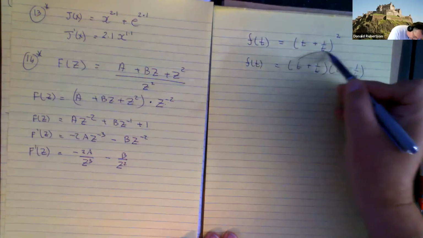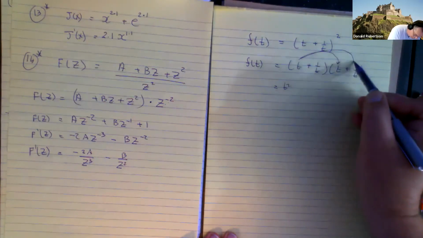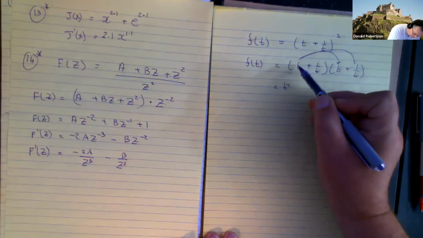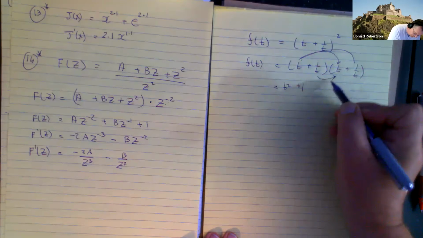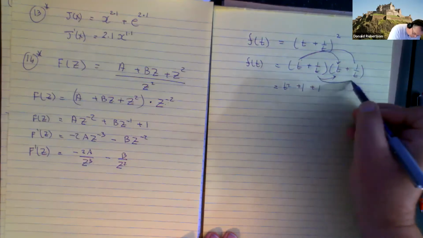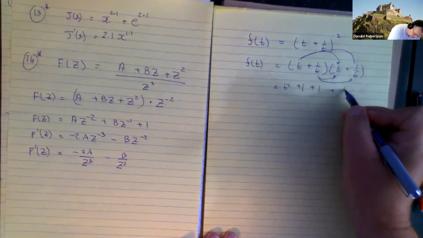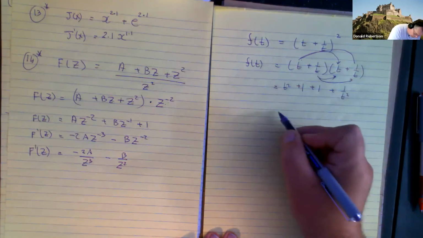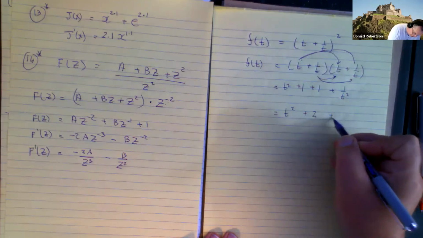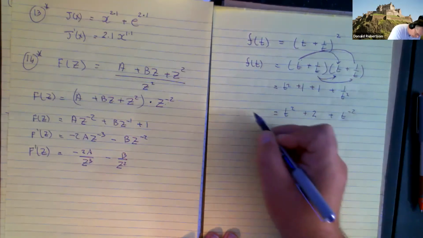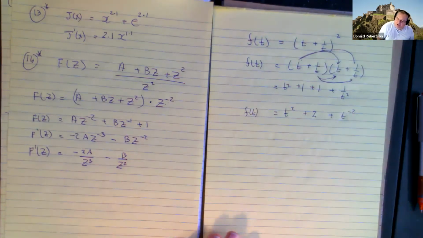Now, if you do the F, you get T squared. If you do the O, well, T times 1 over T gets you 1. If you do the inside, you also get 1. And if you do the last one, a 1 over T times a 1 over T would get me 1 over T squared. And so I would have T squared plus 2 plus T to the -2. And now I could differentiate.